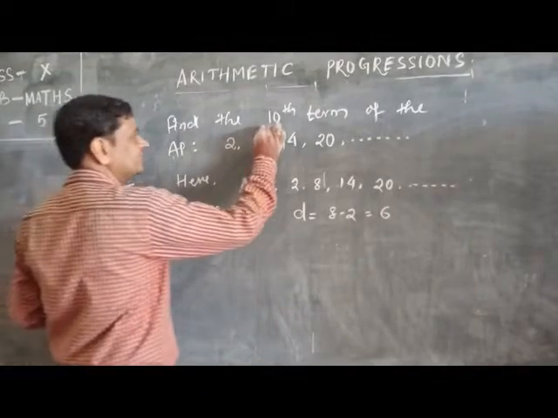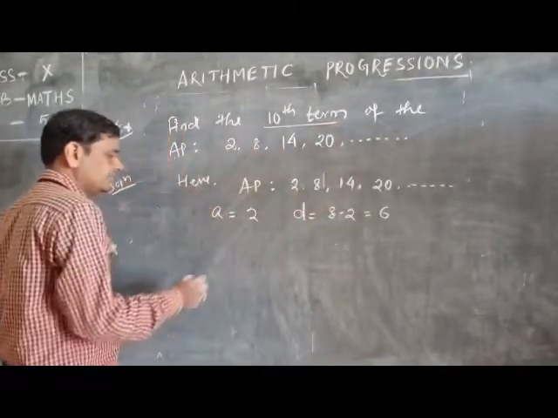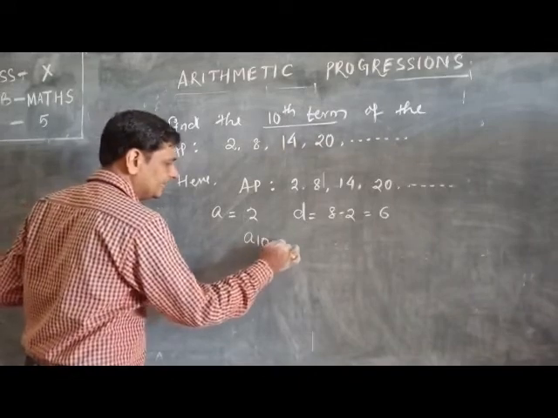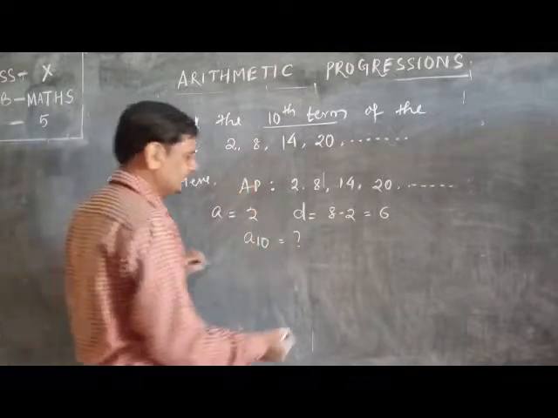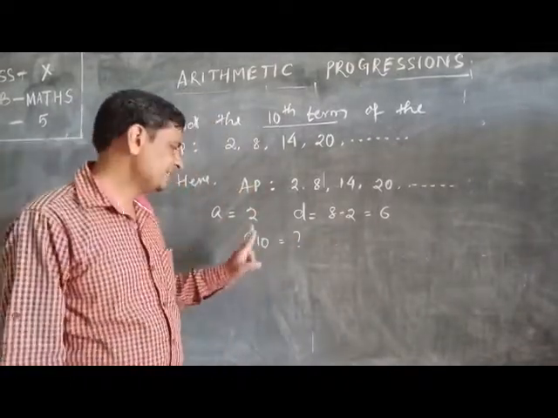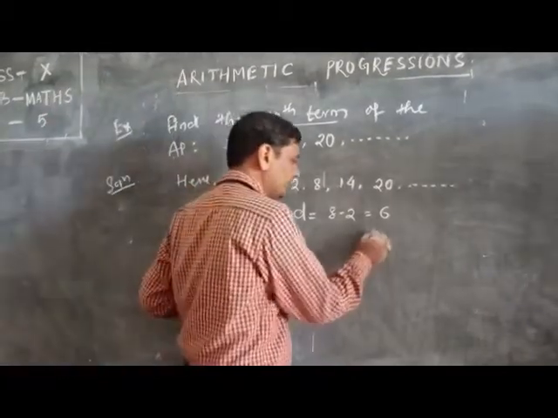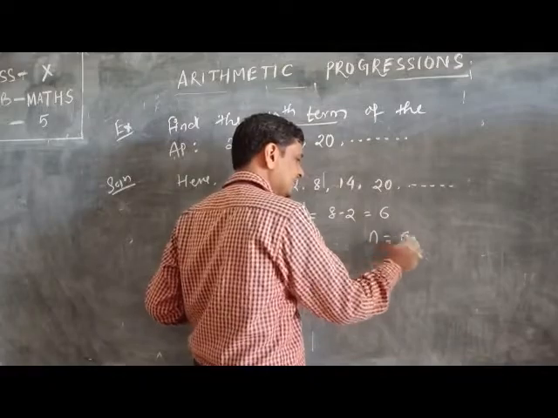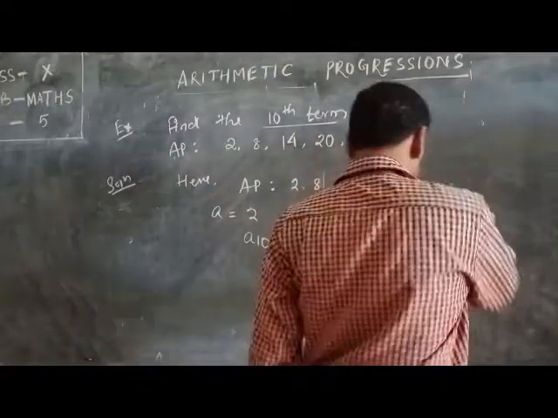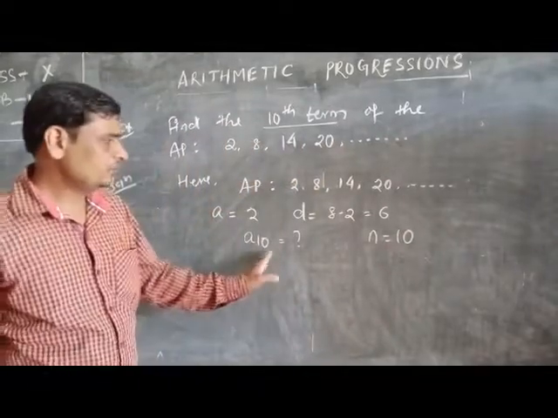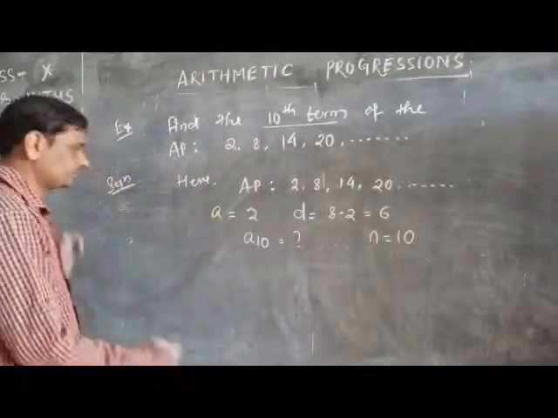Next we have to find the 10th term. 10th term means we have to find A10. Since 10 is mentioned in place of n, the value of n is taken as 10. Value of n is 10 here.